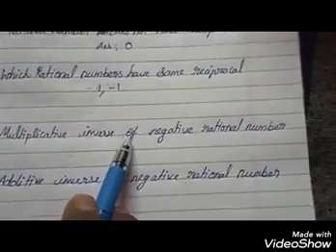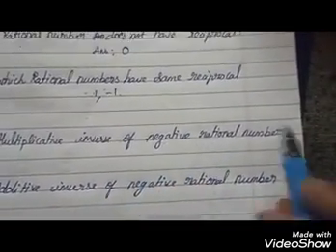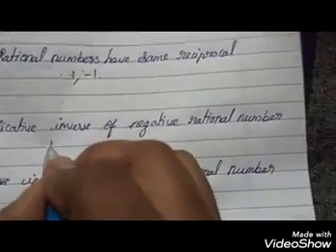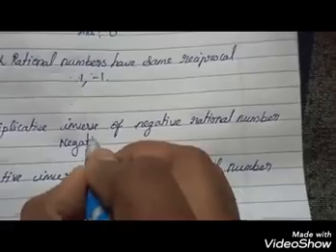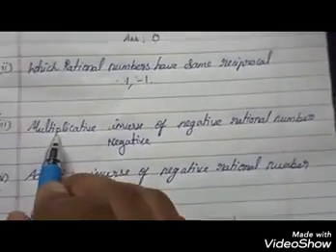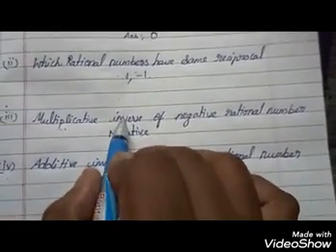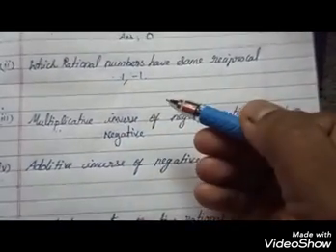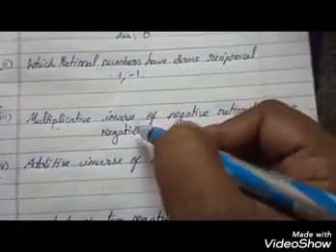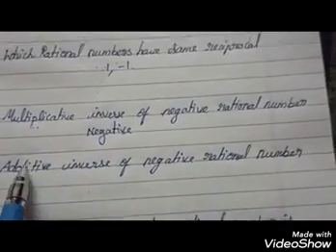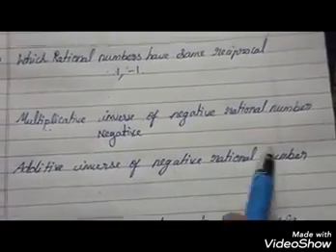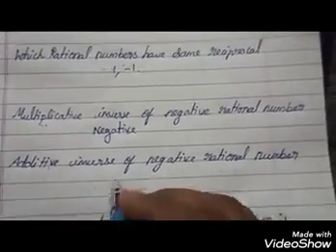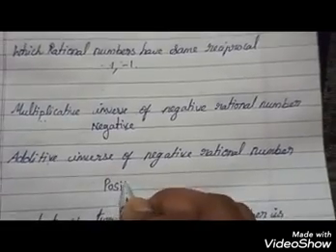Multiplicative inverse of a negative rational number. I already told you, for the multiplicative inverse we only take the reciprocal of the number. So negative stays negative. Additive inverse of a negative rational number. Additive inverse means the sign changes. So negative becomes positive.